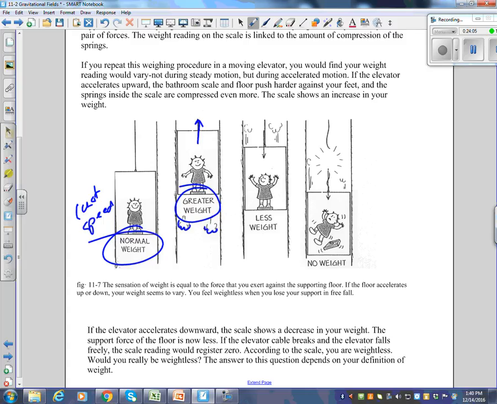What if you are accelerating down? Here are the little smoke puffy things. You weigh less, right? And what if the cable breaks? You have no weight at all. You are apparently weightless. So you're in a state of free fall, for as long as the elevator shaft is long, I guess.